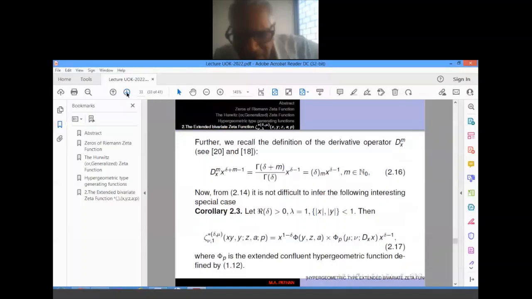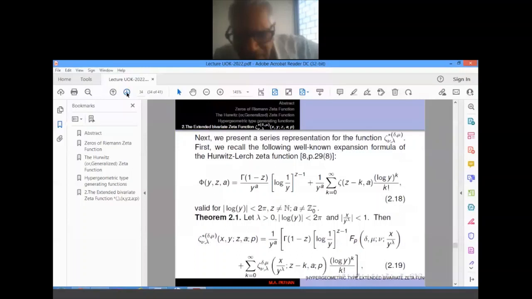Next we have another relation that is given by phi yz a equal to, and this is the result which is containing logarithm of 1 upon y, and in the second part you see that it's log of y. So this is a typical type of example which is obtained for this Hurwitz-Lerch zeta function.